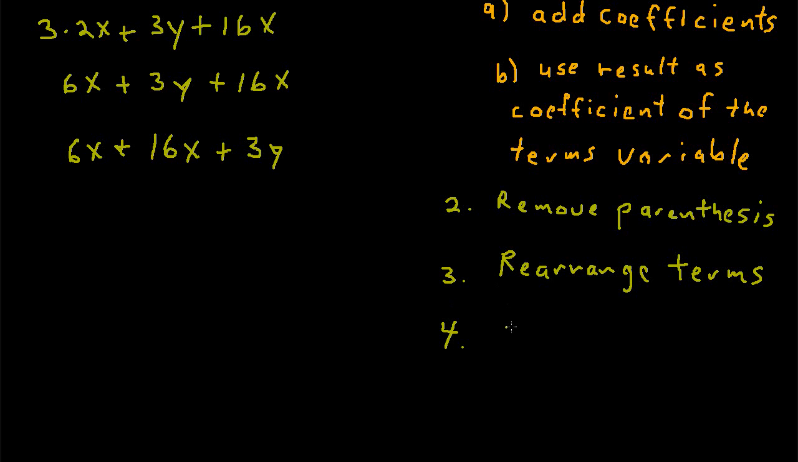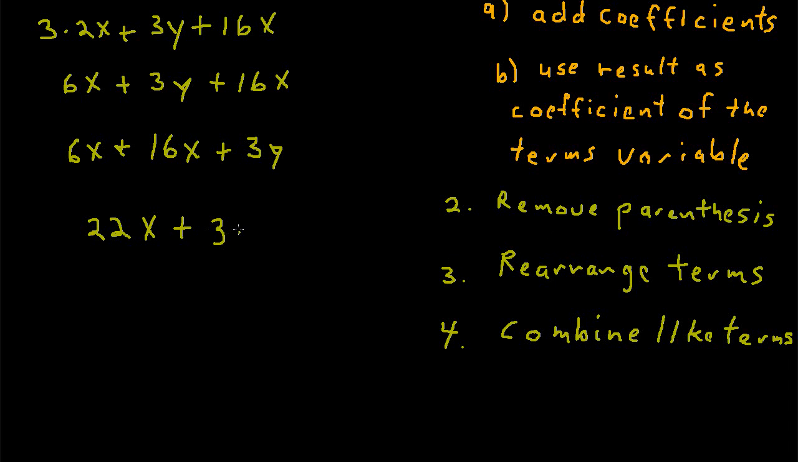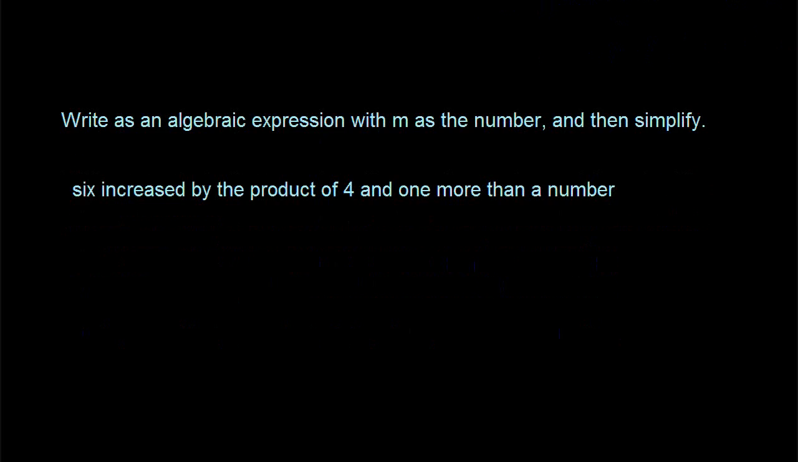Okay, and now finally we're going to combine like terms. And we've already discussed what you do when you combine like terms. You just add the coefficient parts. 6 plus 16 is 22. And then put the variable in, 22x plus 3y. And we've completed this problem.